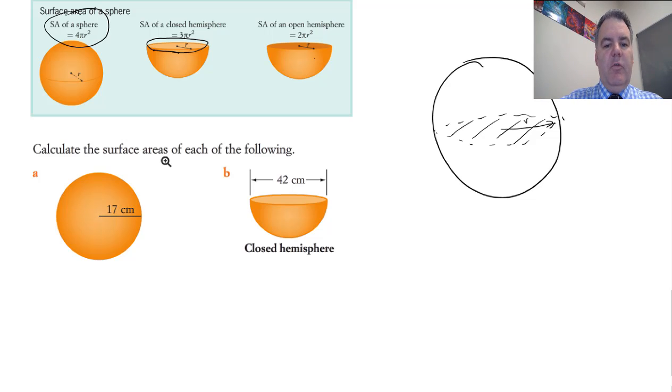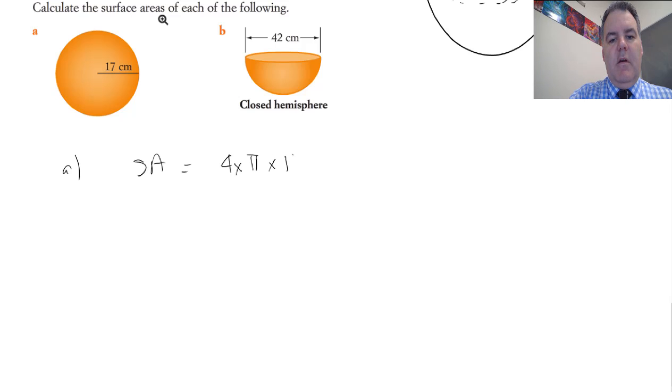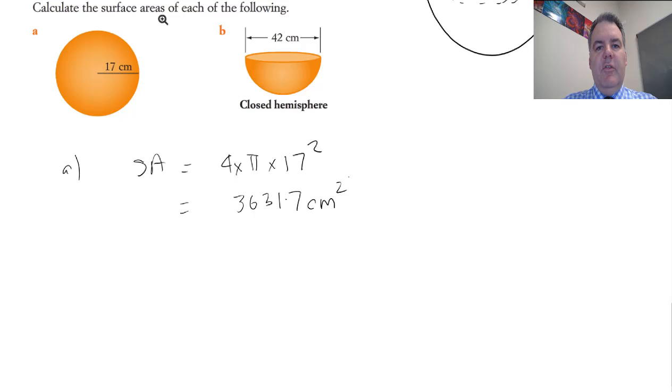All right, so this first question here, calculate the surface area for part A. The surface area is just 4 pi r squared, and that is 3631.7 centimeters squared, and I'll leave you to do the second one.